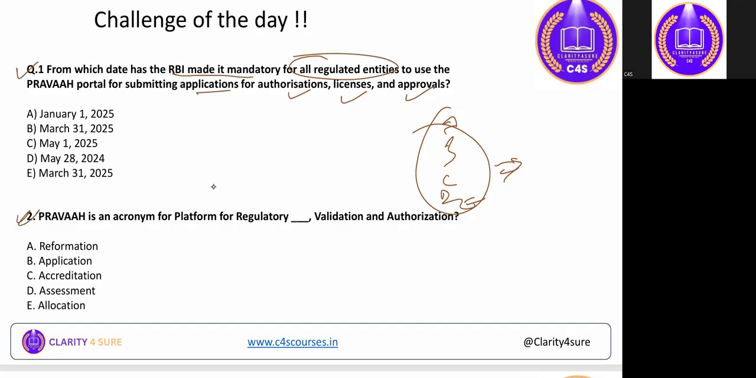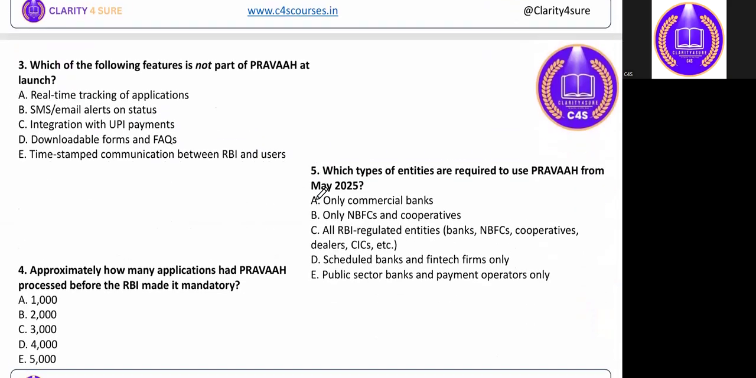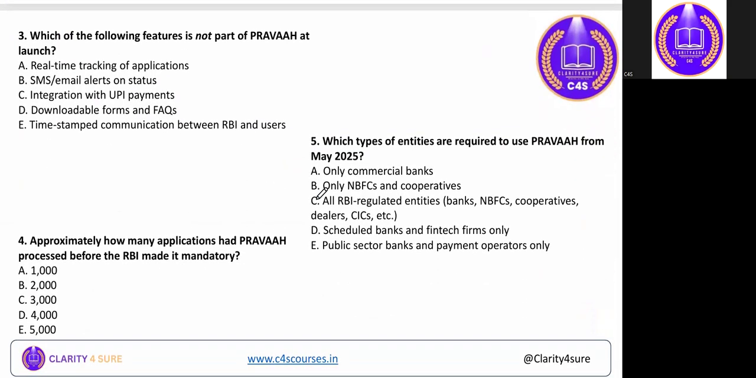The second one is related to the full form of PRAVAAH: Platform for Regulatory Validation and Authorization. You need to find the correct answer. Even if you know the answer, I still want each and every one of you to move your fingertips as a sort of revision, right? It will help you to recall in the examination time. That's why I'm asking you. See the third question: which of the following features is not part of PRAVAAH at the time of launch? You need to answer the correct option.